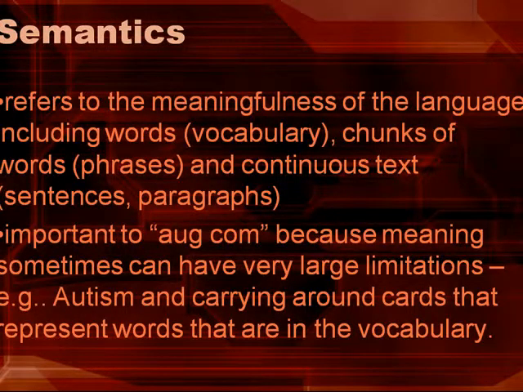Semantics refers to the meaningfulness of language, including words, so vocabulary, chunks of words, so phrases, and continuous text, such as sentences and paragraphs. This is important to augmentative and alternative communication because meaning sometimes can have a very large limitation. The example that I traditionally give is that imagine a child with autism who is nonverbal, who doesn't have the capacity to produce oral language, and we have the child on some kind of picture system to show what they want or what they need.